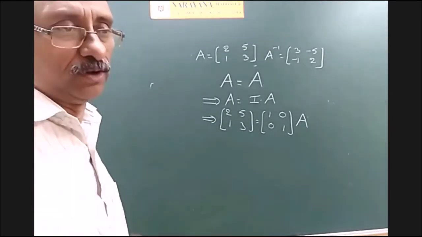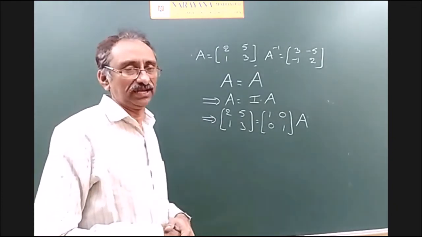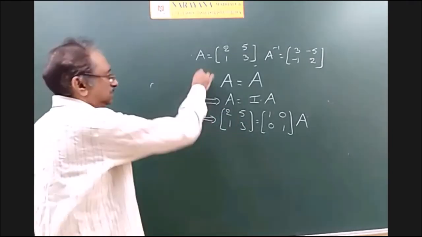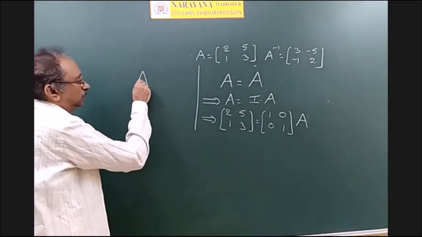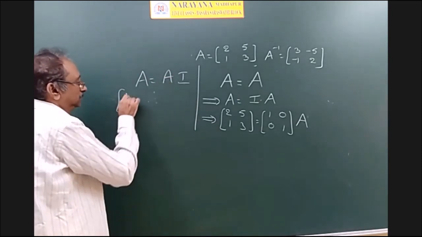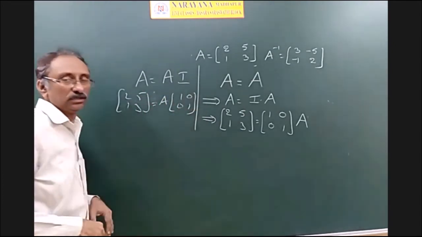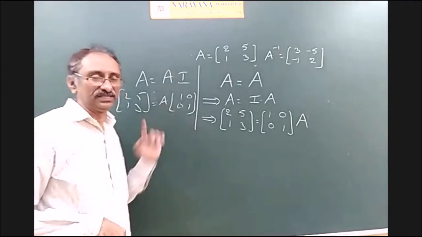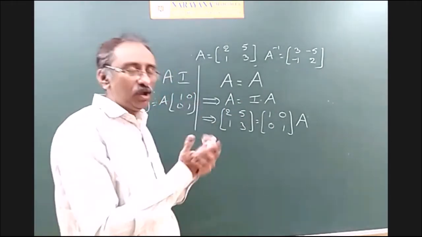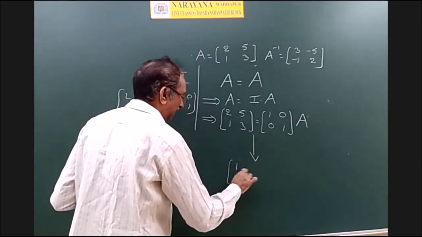Okay, and now what you have to do is apply only row operations. Listen, only row operations. Suppose you want to apply column operations, then you have to write A is equal to AI. A is equal to A means 2 5 1 3 is equal to A into 1 0 0 1. Now you have to apply column operations here. But if you want to use only row operations, write like this. And ultimately, finally, you have to make this as I.